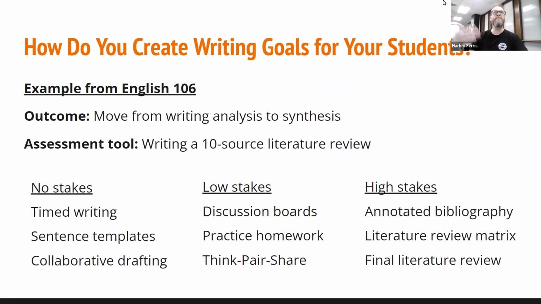So, for example, English 106, we want to move students after 104 from writing analysis into writing synthesis. And so one of the tools that I use is a 10-source literature review, so they can get some practice doing that kind of integration and learning what a lit review is designed to do, how does it function. So I offer several no, low, and high stakes projects that scaffold this.